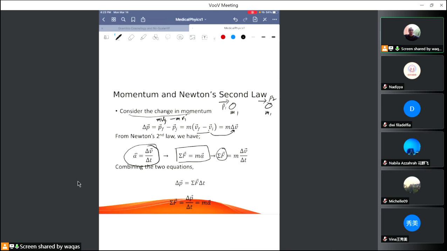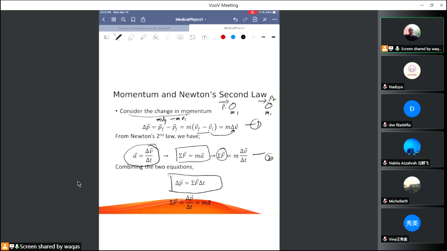So we have the sum of force equal to m times the change in velocity divided by time. If this is equation number one and this is equation number two, and I use the delta v value and put it here, we can get this kind of relation. So change in momentum is basically force multiplied by time.